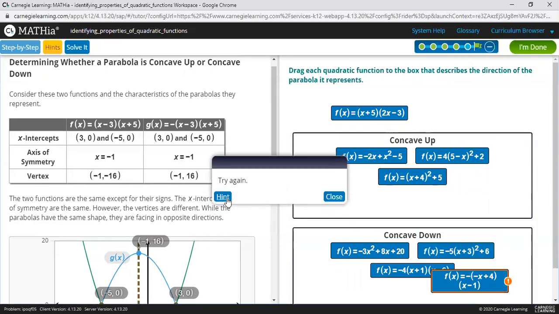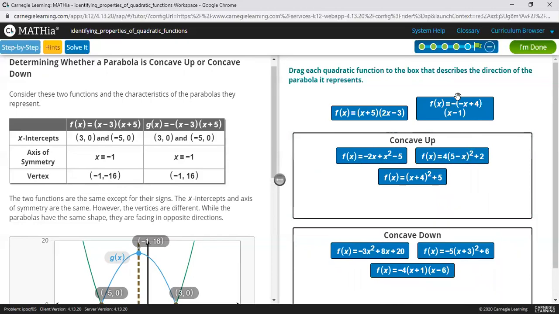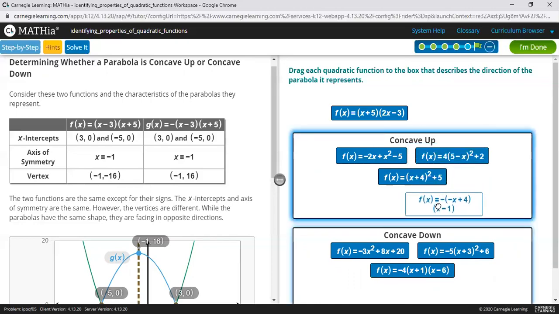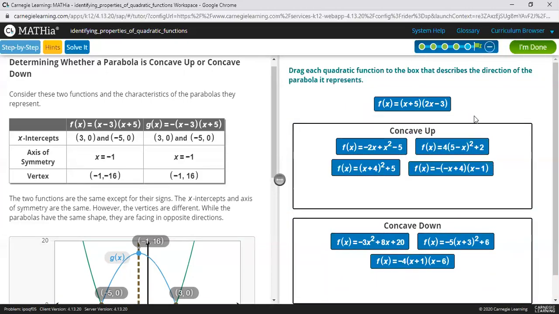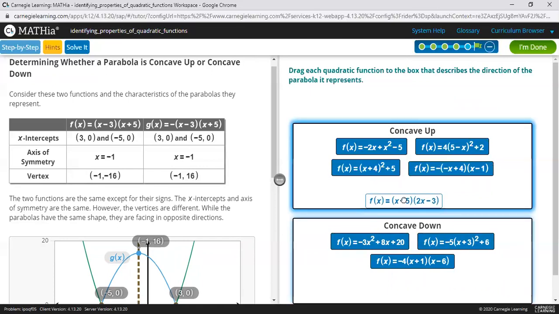Oh, moving a little fast there. This one's actually not going to be negative, and hopefully you see that mistake I made right there, because we have that extra negative inside. You know what a negative times a negative is, it becomes a positive there. And then lastly, we have positive, positive, so that's also concave up.